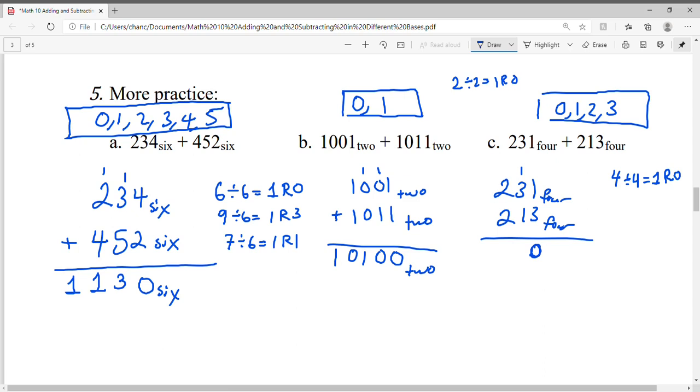1 plus 3 plus 1, that's 5, but 5 doesn't exist, so we'll divide that by 4. I get 1, remainder 1. So that means we have a 1 here, and we'll carry that 4 as a 1. 1 plus 2 plus 2 is again 5, so I know that's 1, and we'll have to carry that 1 over again. Don't forget our base symbol here, so we have 1, 1, 1, 0, base 4.